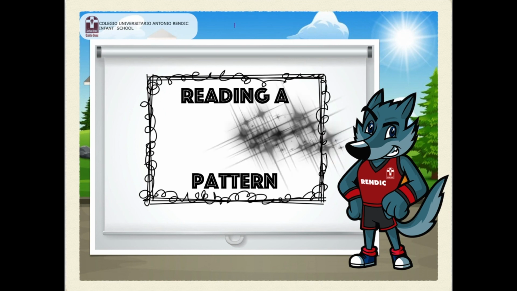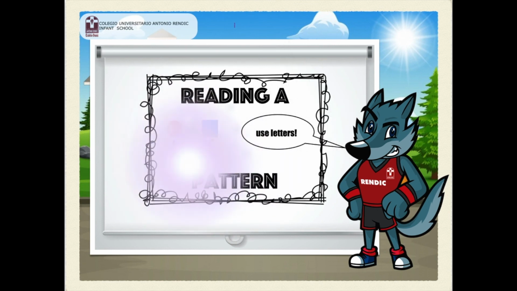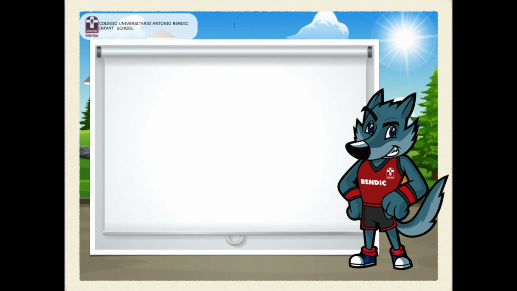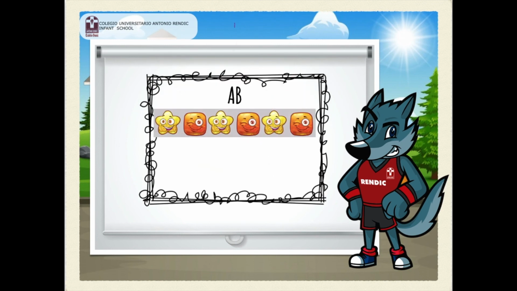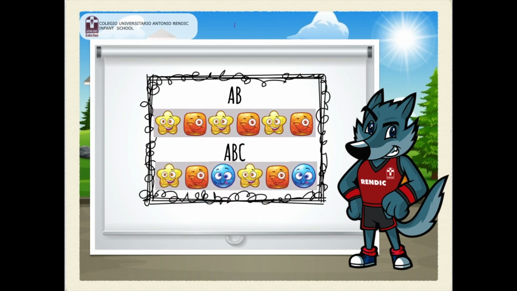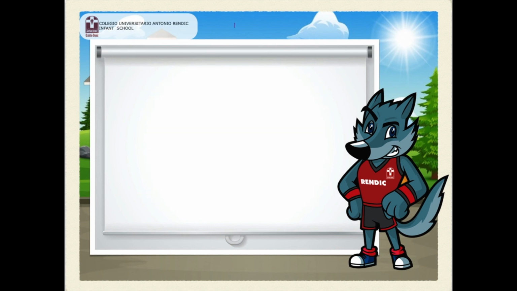Reading a pattern. How do we read a pattern? Well, we use letters. Let me show you some examples. This is an AB pattern. The core that repeats is star, square. This is an ABC pattern. The core that repeats is star, square, circle.